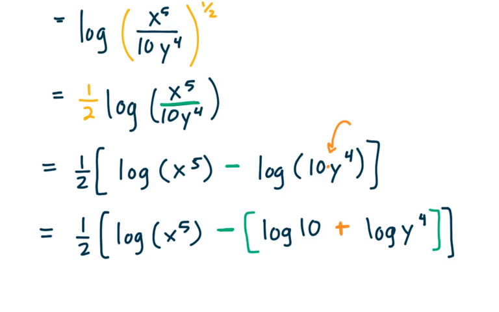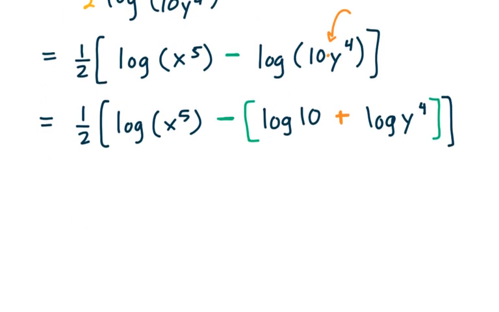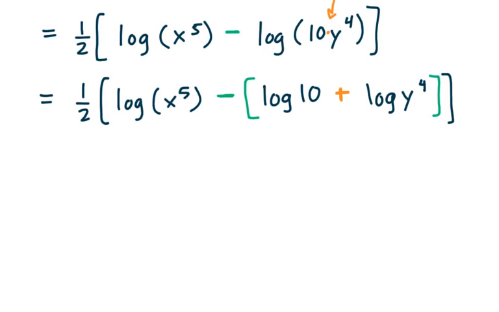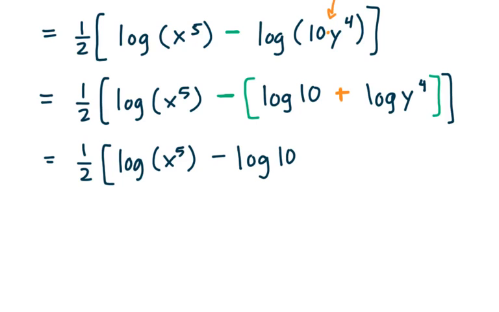Okay, so that minus will distribute, and what that gives me is 1/2 log of x to the 5th minus the log of 10 minus the log of y to the 4th. So just paying attention to that distribution. I see that's something that gets lost a lot, so I really like to point that out when I'm doing my examples.